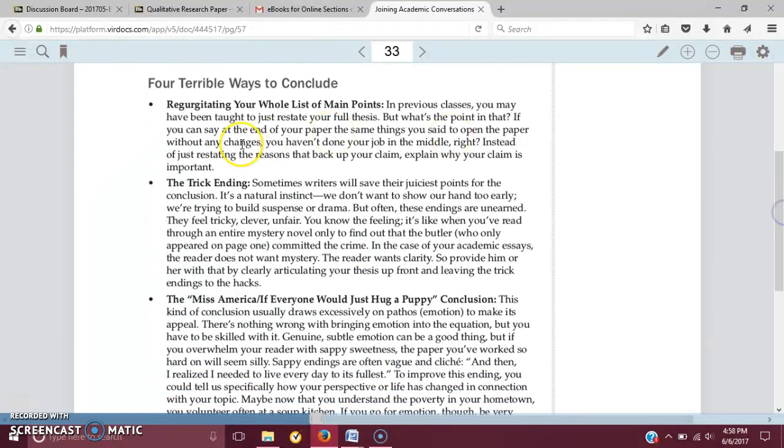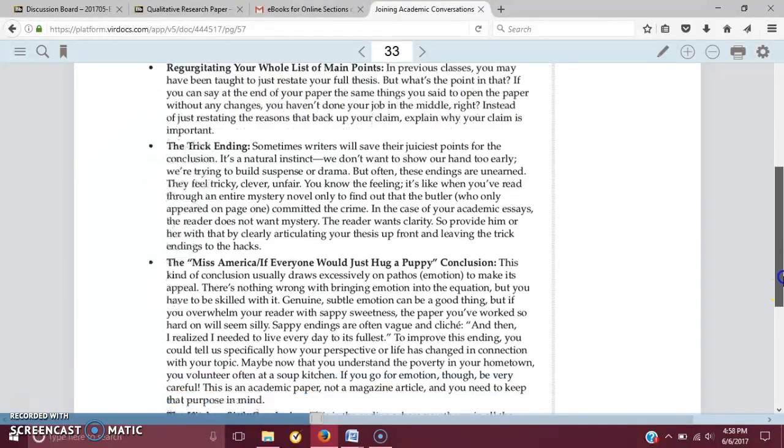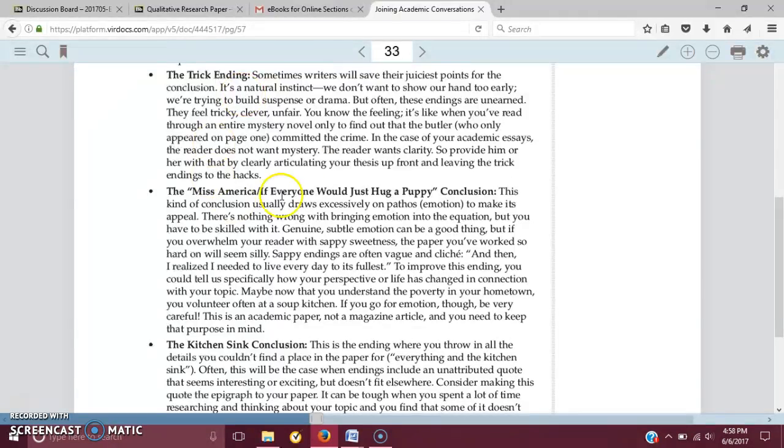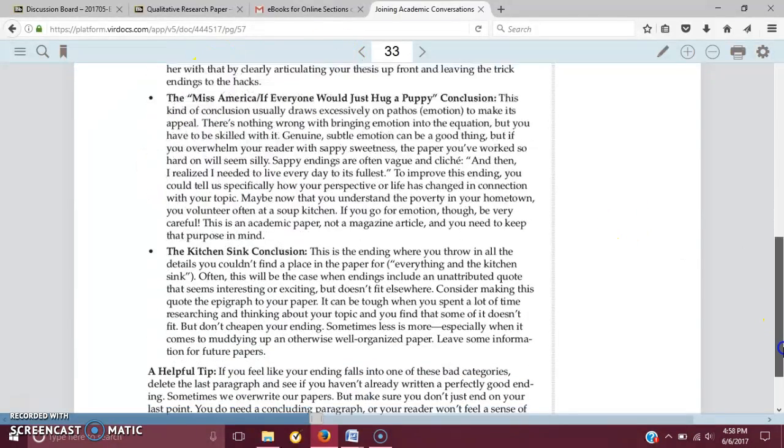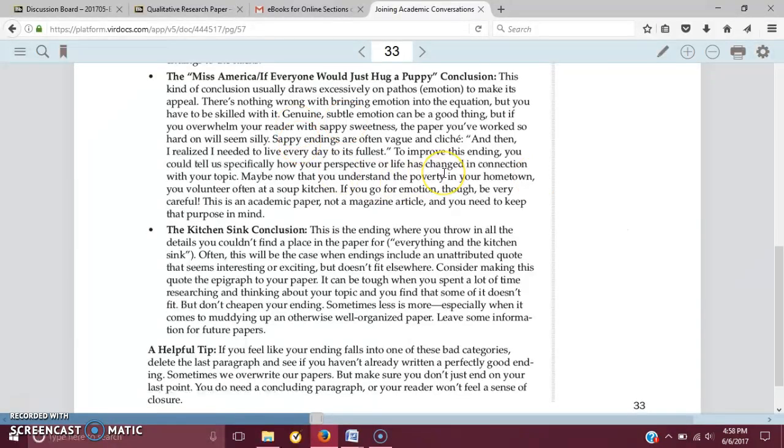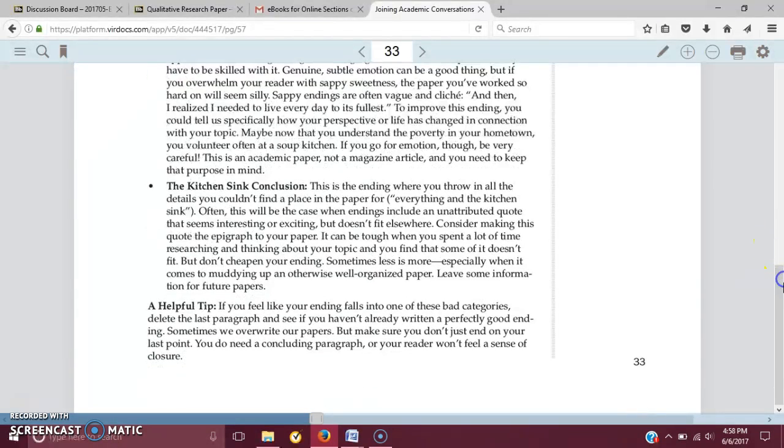All right, so again here, these are the things not to do. Regurgitate your whole list of main points. That's what I just talked about. The trick ending, don't bait and switch toward the end. That is something that horror movies should do, but not your papers. The Miss America, world peace ending, you don't need those in the paper. And then the kitchen sink conclusions. This is similar to the first one, where you just include everything and the kitchen sink. Again, unnecessary. Okay, so that's all for that.